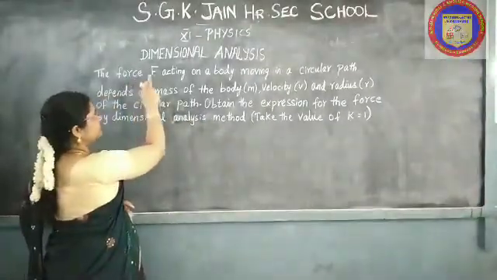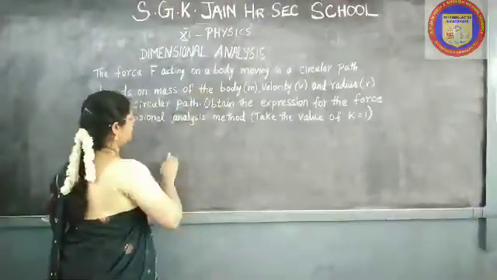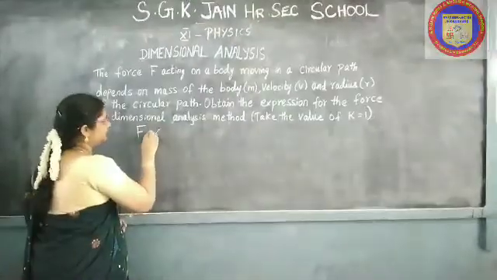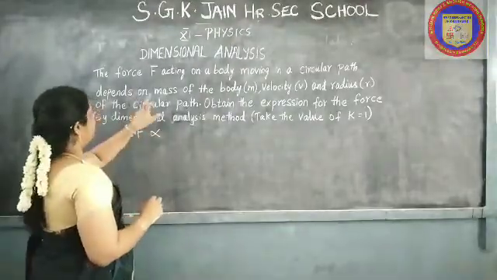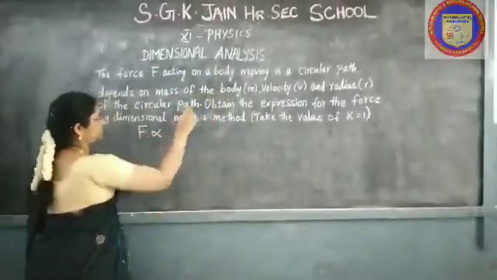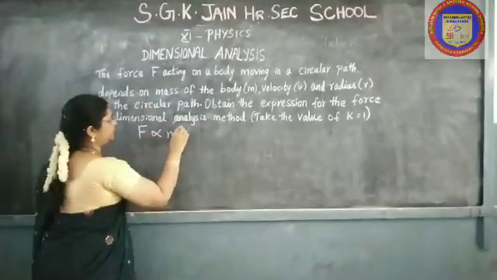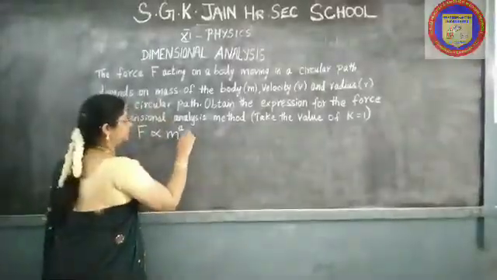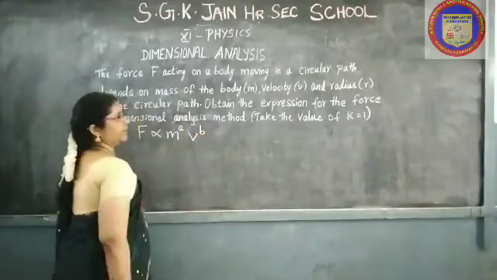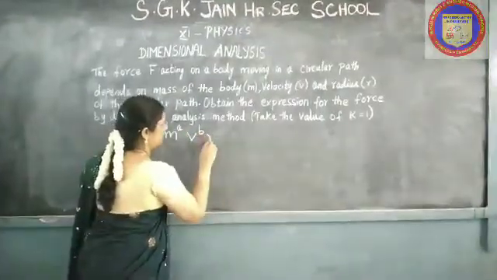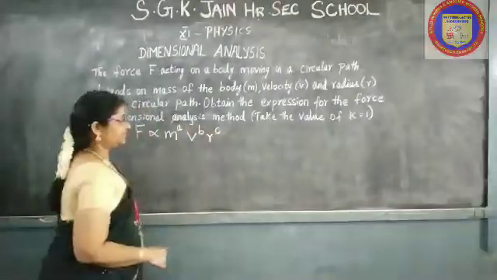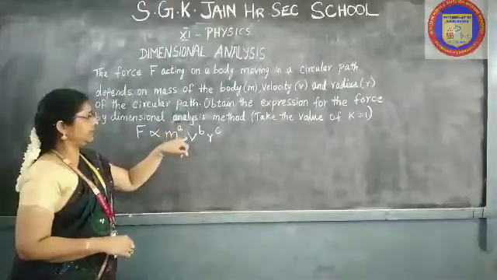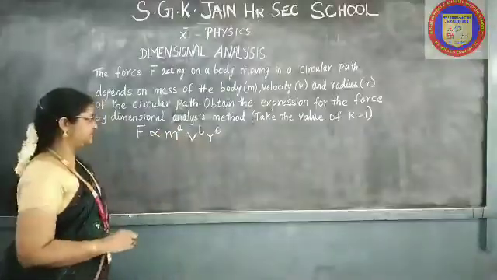Force F acting on a body, which shows that the force F is directly proportional to what they said, mass of the body, so m power a. Then they have given velocity, so v power b, and radius r power c. The first step you have to write here: F proportional to m power a, v power b and r power c.